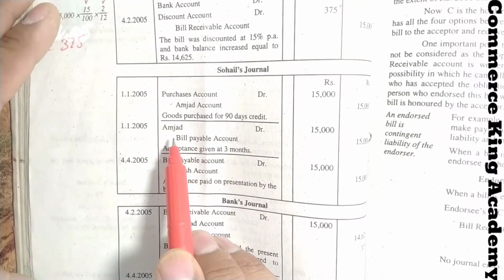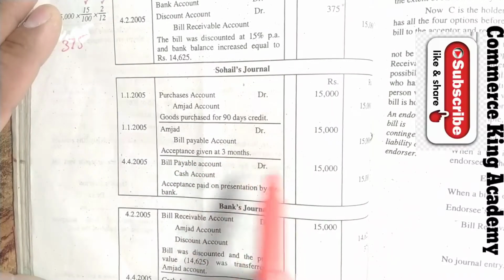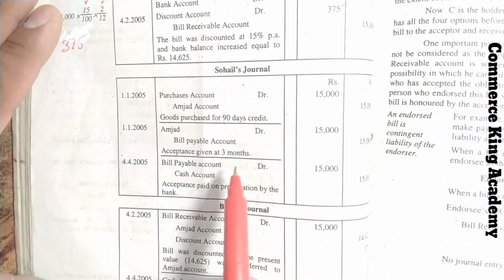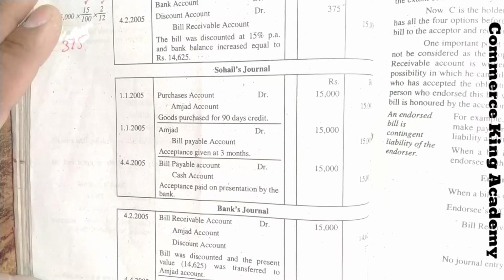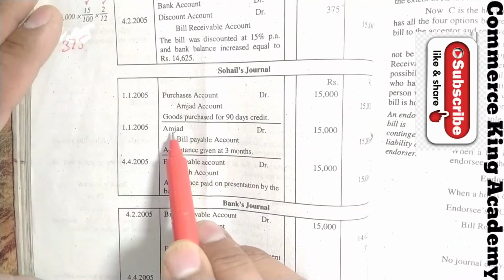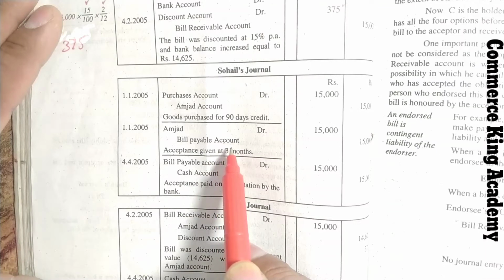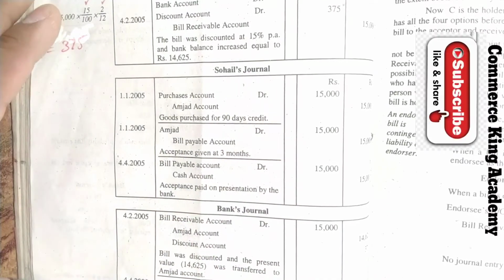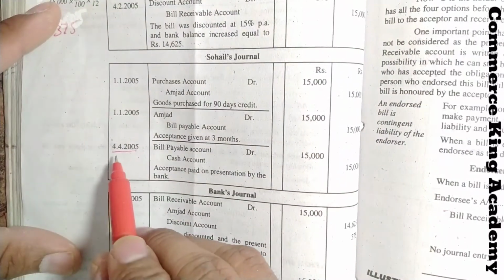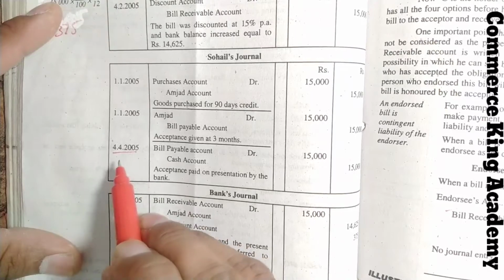Amjad's account will be debited here, and the bills payable account credited with the same amount, with details or description: acceptance given at 3 months. After making the acceptance, there is a decrease in the liability of Amjad's account, so Amjad's account will be debited here, and there is an increase in the liability of bills payable, so it will be credited here and will be paid on a future date. So on date 4th April 2005, this is the maturity or due date of the bill of exchange.